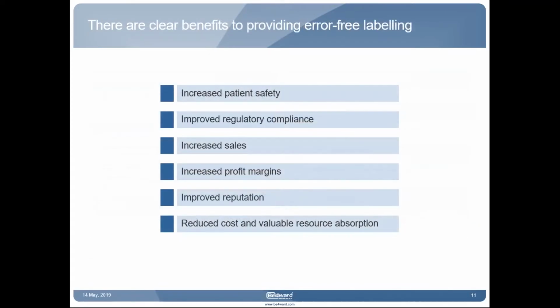And then just to wrap up this section, there are some clear benefits if you don't have errors and you can move to error-free labeling. It's obviously good for the patient, it's good for the healthcare professionals, it's good for the regulators, it's good for the staff within your company, it's good for your company, and it's good for the shareholders associated with your company as well. So that finishes the first part of the presentation, just looking at what are the implications of error.